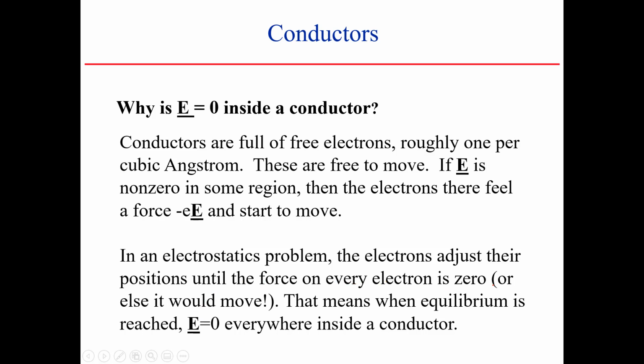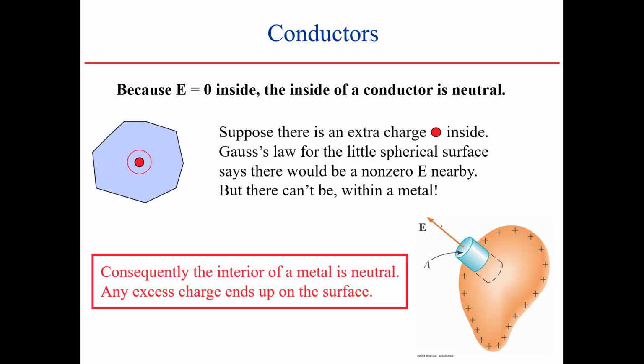Okay. So they adjust their positions until balanced. The net force is equal to 0. The net force on every electron is equal to 0. So that means when equilibrium is reached, the electric field is equal to 0 everywhere inside a conductor. Okay. Since the electric field is 0 inside a conductor, the interior of the conductor, class, is neutral.